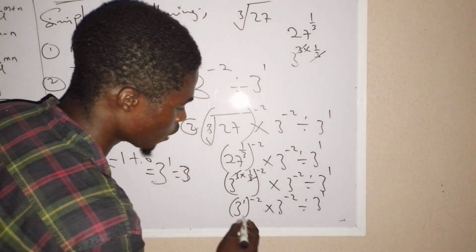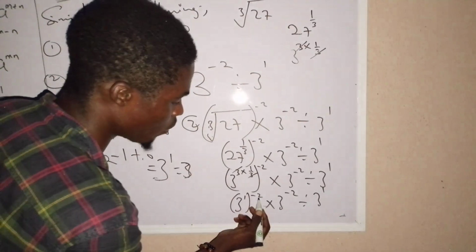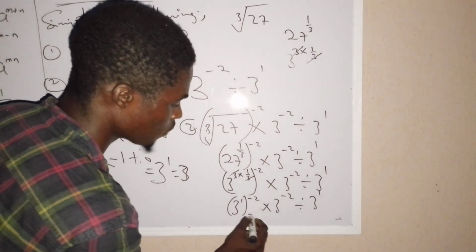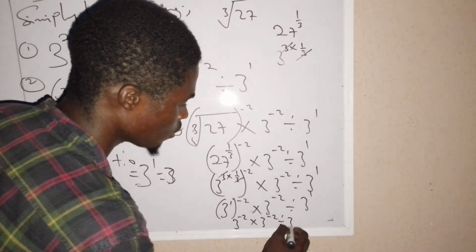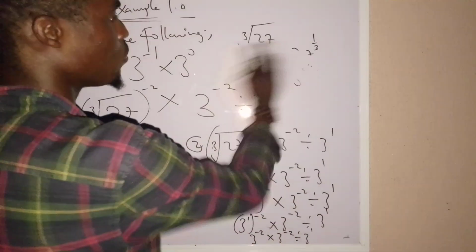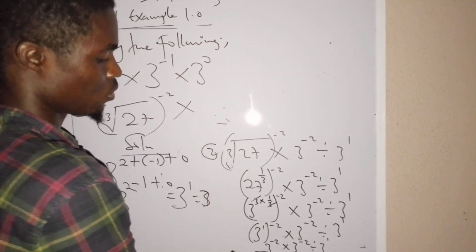So this one is the same as power law. This power inside multiplied the power outside. So 1 times minus is minus 2, times this one is having minus 2, divided by what? 3 raised to power 1. So let us continue from this one.